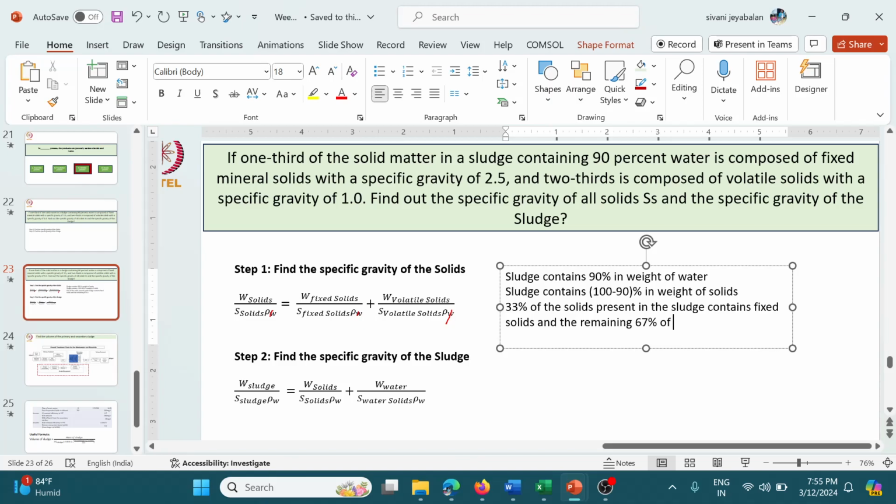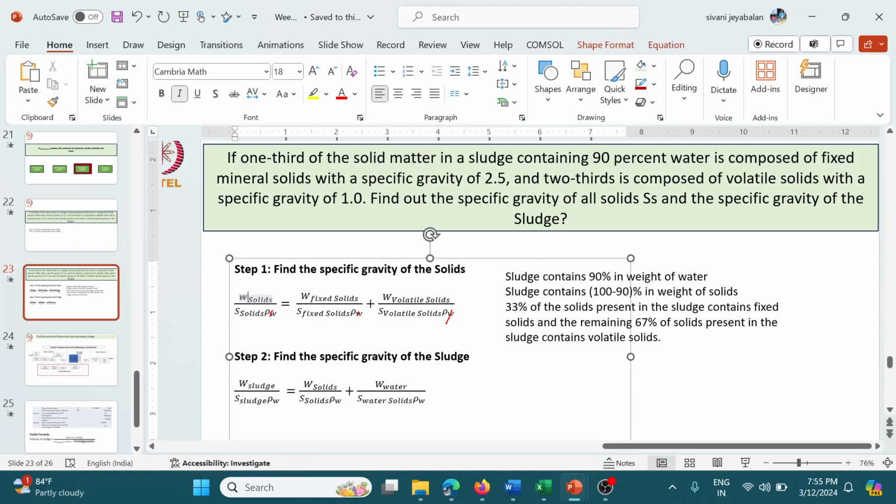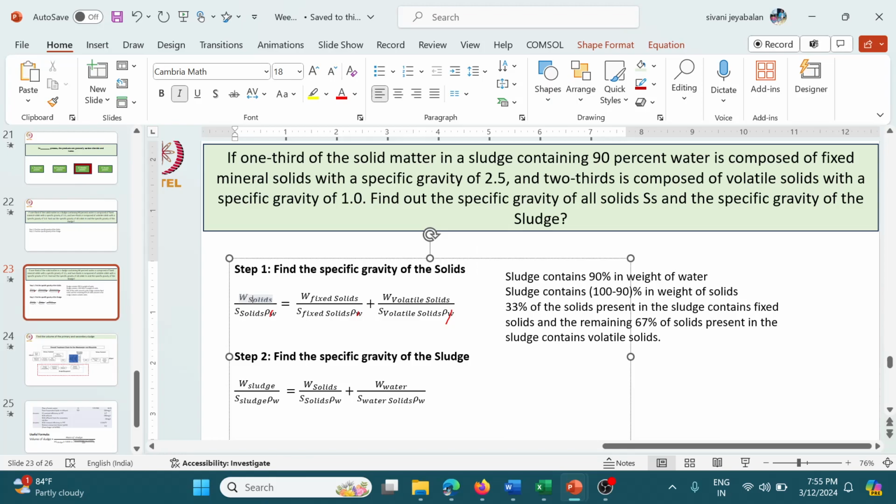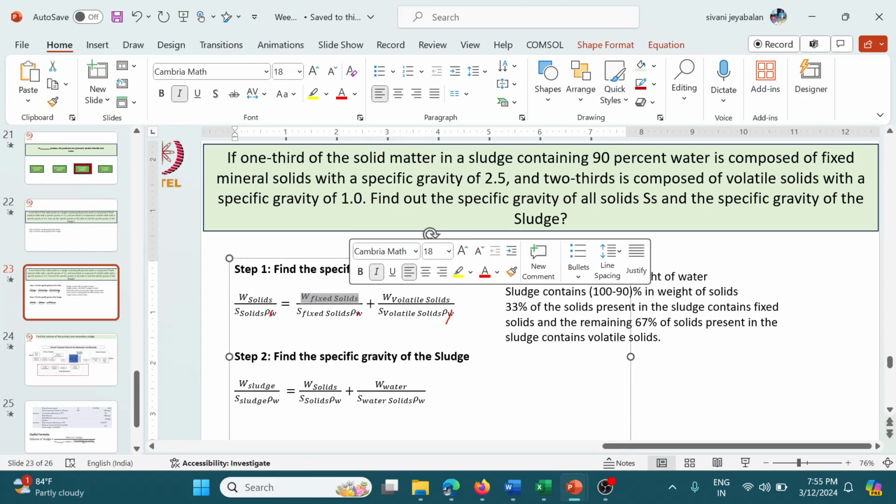Okay, of solids present in the sludge contains volatile solids. Okay, so here weight of solids you assume it as 100. Okay, if you assume 100 kg is there, in that fixed solids will be how many kgs?